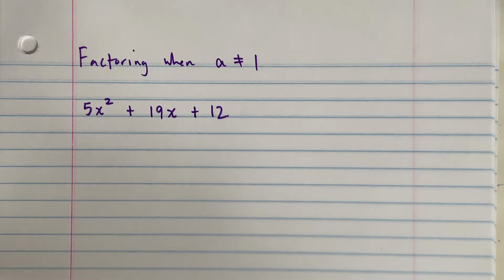In the last video, I said, notice how the a value is always 1 in all the quadratic functions in standard form when we factor. And just out of curiosity, you might be thinking, well, what happens if a is not 1?